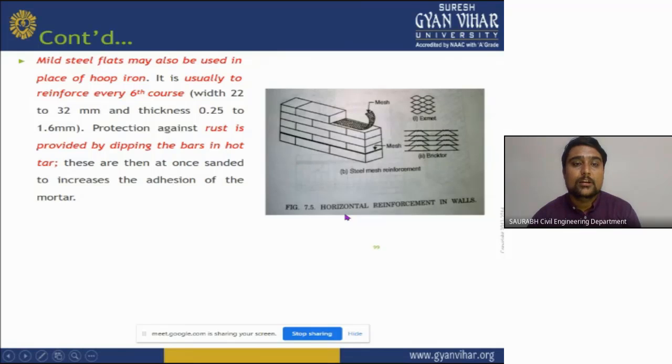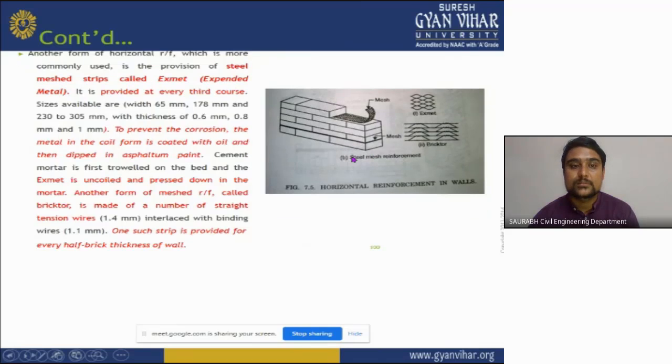Mild steel flats may also be used in place of hoop iron. It is usually laid to reinforce every sixth course, and it is also protected by dipping the bar in hot tar, which also increases the adhesion with the mortar. As you can see here, there is a mesh of steel, and we have also laid some tar for protection against rusting.